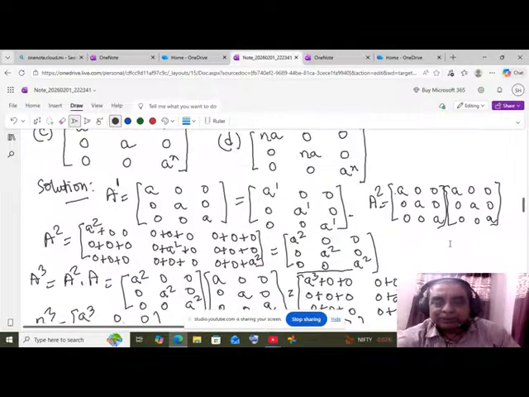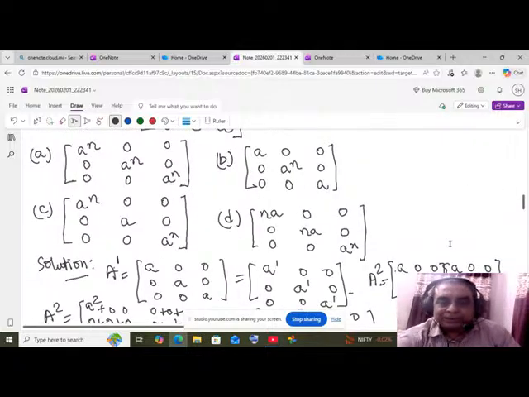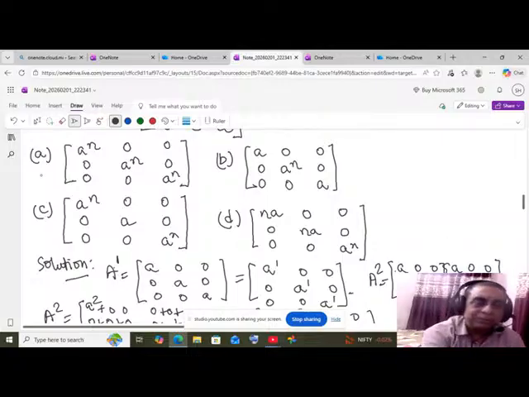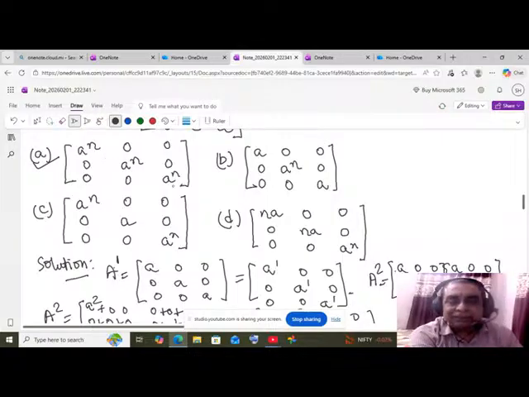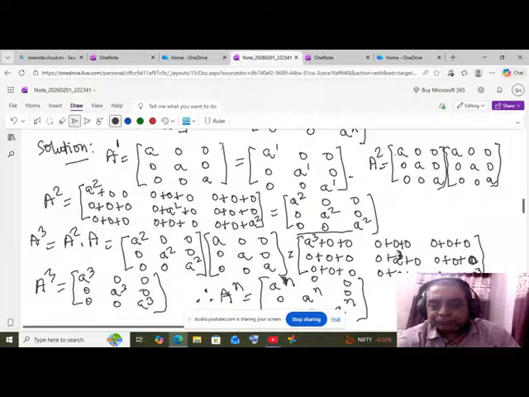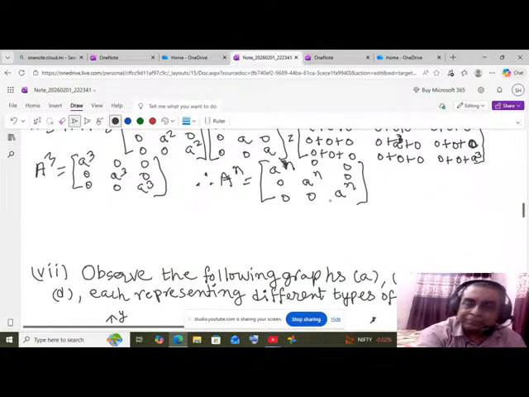The elements along the leading diagonal will be a to the power of n, and all other elements of the matrix will be 0. This is what option A says, because in A the elements along the leading diagonal are a to the power of n and all other elements are 0. So the answer is A. That is the correct choice.